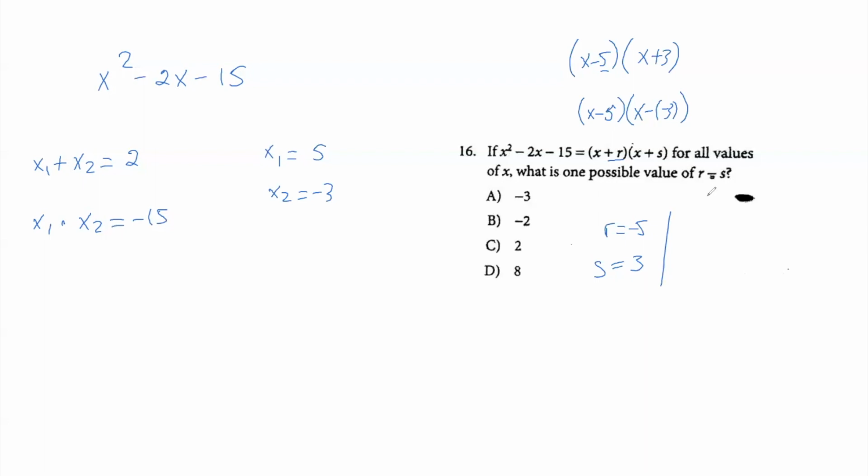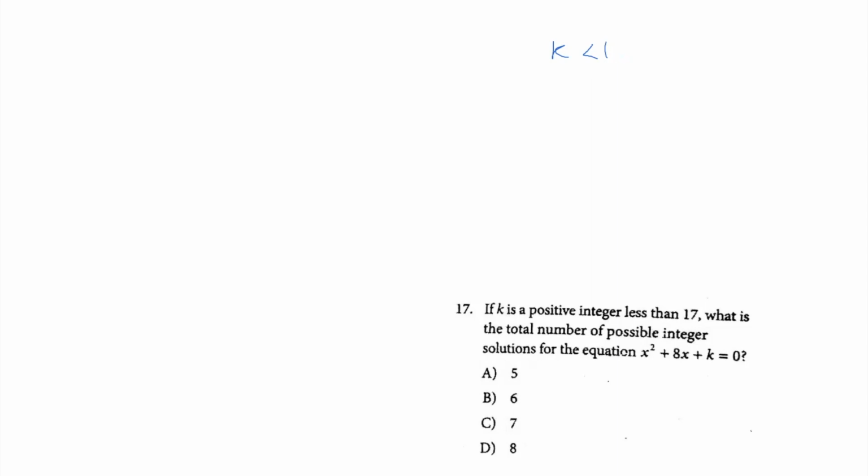For what's one possible value? But the point is, I don't know if x plus r is x minus 5 or x plus 3. That's why I will just use one more, vice versa, like s is minus 5 and r is 3. I will change their places. Because here r minus s is minus 5 minus 3, which is minus 8. Here r minus s, that's 3 minus minus 5, which is 8. In the answer key, we have only 8.